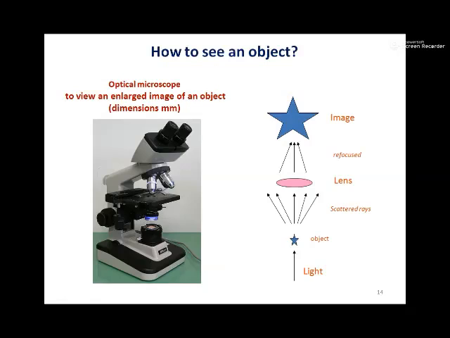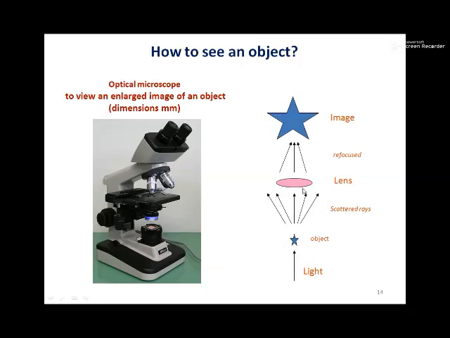Now how could you see an object? In the left hand side you just see there is a microscope, and when this is the microscopic object, the visible light that is incident on the microscopic object, this light is scattered.